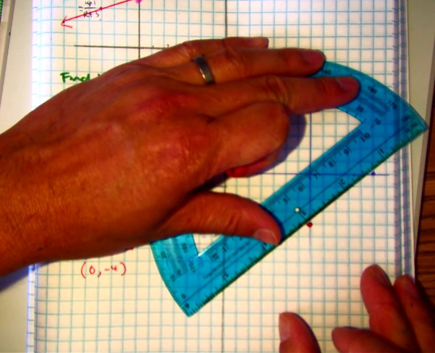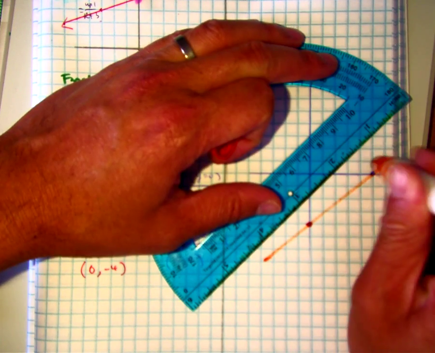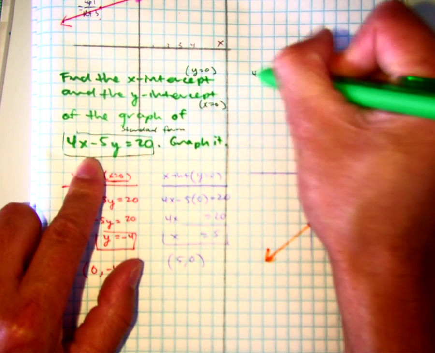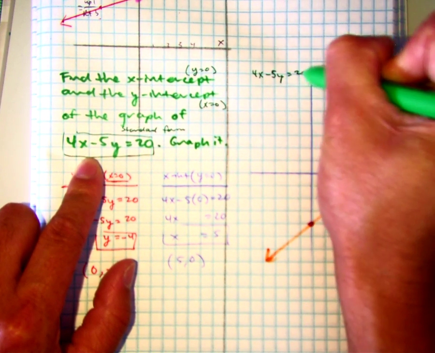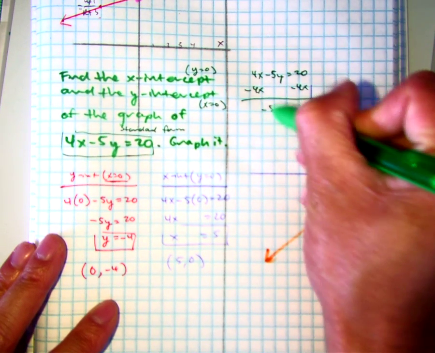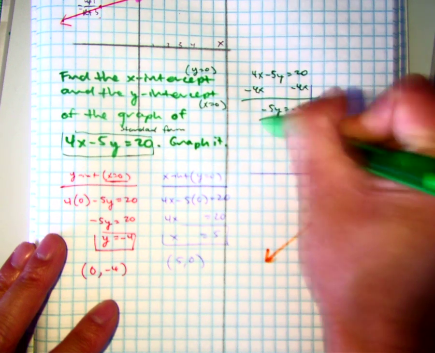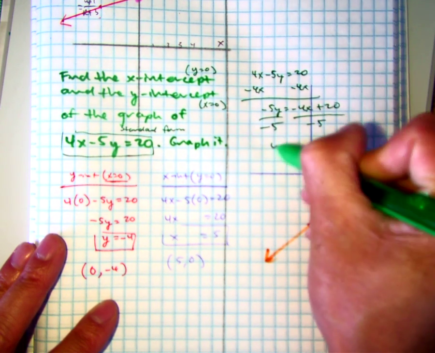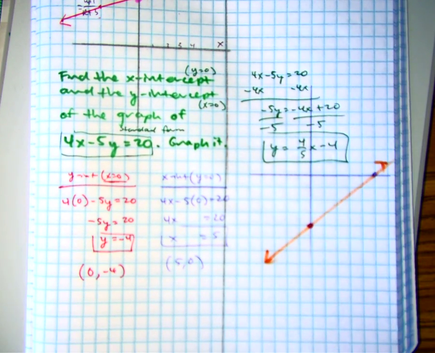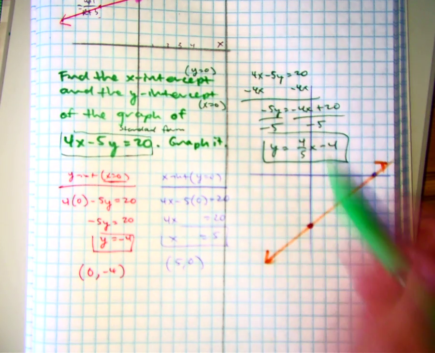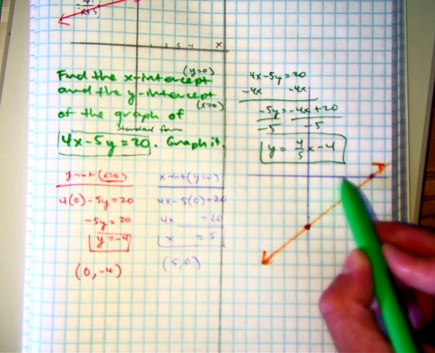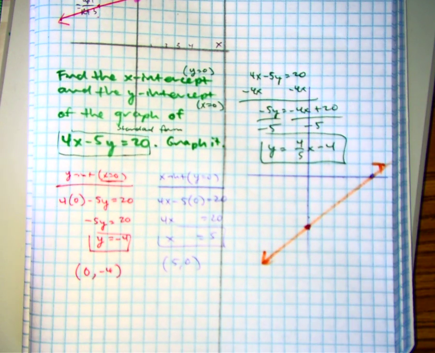If you graphed it, and if you wanted to double check on your calculator, you can just change this into y-intercept form. So that's a y-intercept of negative 4, and this would be up 4, 1, 2, 3, 4, right 5, 1, 2, 3, 4, 5. 0, 3.